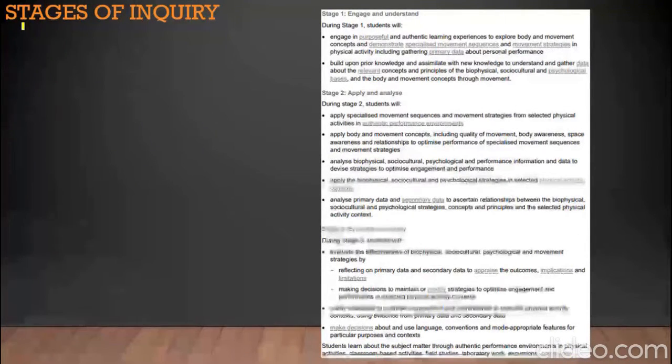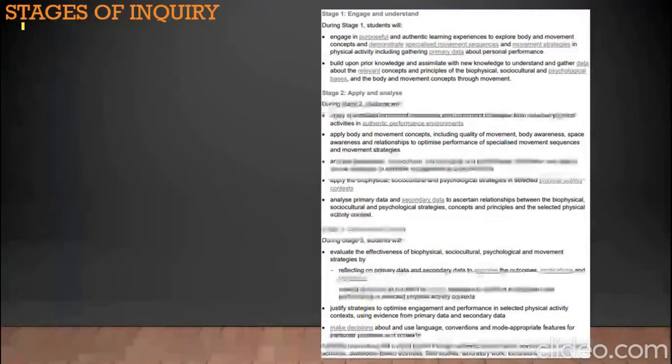This lesson, along with the four other lessons, will be planned specifically under the syllabus's stages of inquiry. As stated under the syllabus, teaching and learning in physical education is underpinned by 3 stages of inquiry: engage and understand, apply and analyze, evaluate and justify.